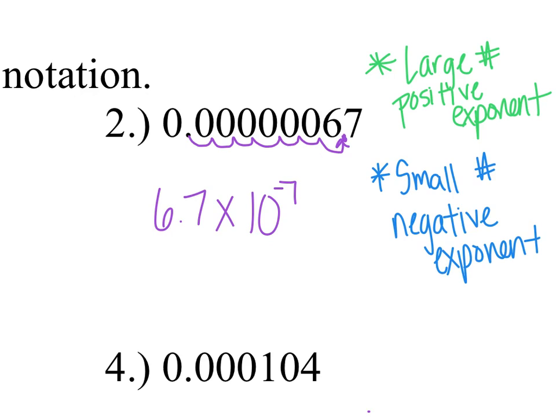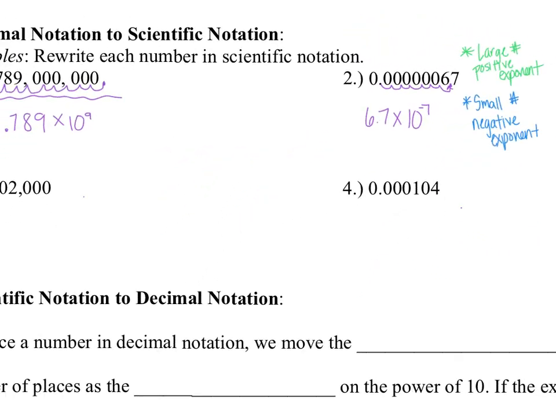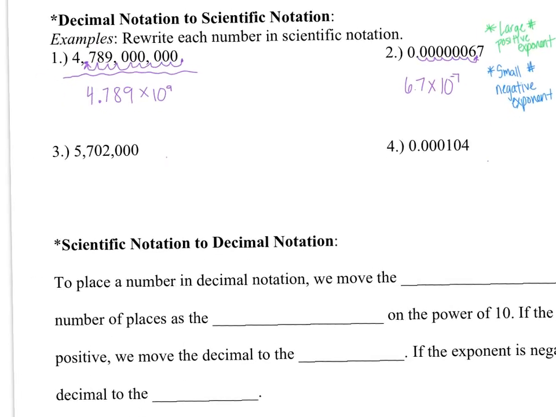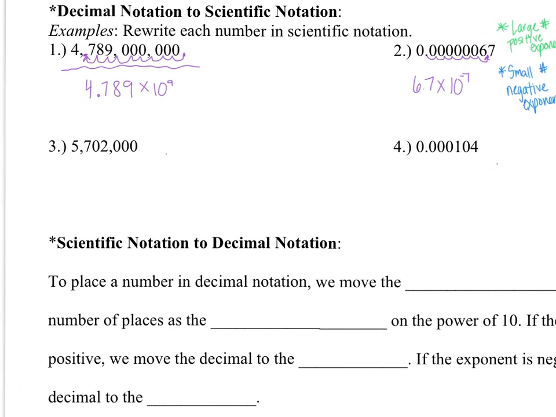So let's go ahead and fill in the next part of our notes. You guys need to try and do number 3 and number 4 on your own. So scientific notation to decimal notation. So if it's written in scientific notation, and then we have to rearrange it. So let's place a number in decimal notation.